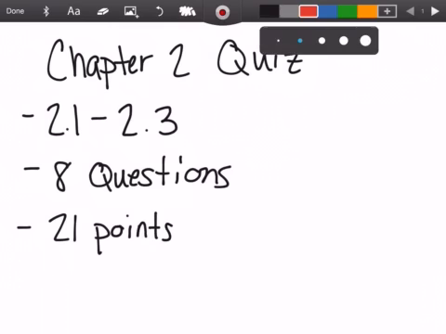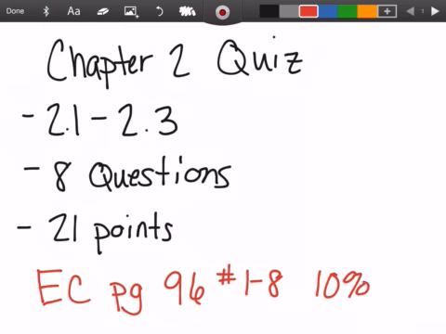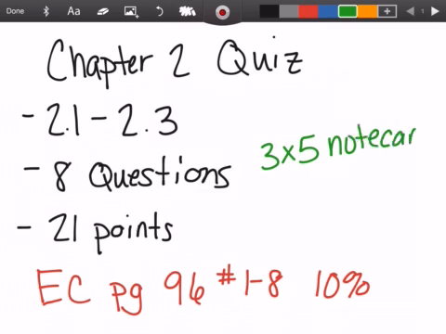And remember that extra credit page. Let me double check. I believe it's page 96. Yep, page 96, 1 through 8. That is for an extra 10%. Also, if you wish, a 3x5 note card you can use on your quiz as well.